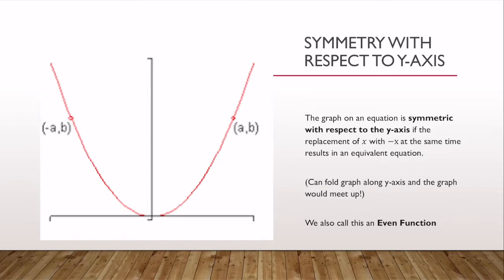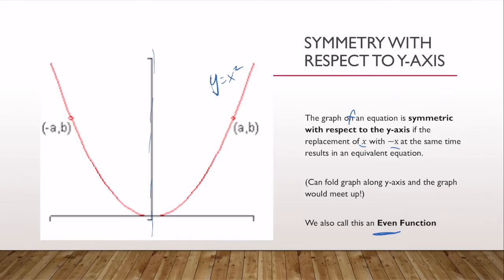A graph is symmetric to the y-axis, much like this parabola, right? If I can replace x with negative x and I get the same results, I could fold this graph up along the y-axis and the graph would overlap. We also call this an even function.